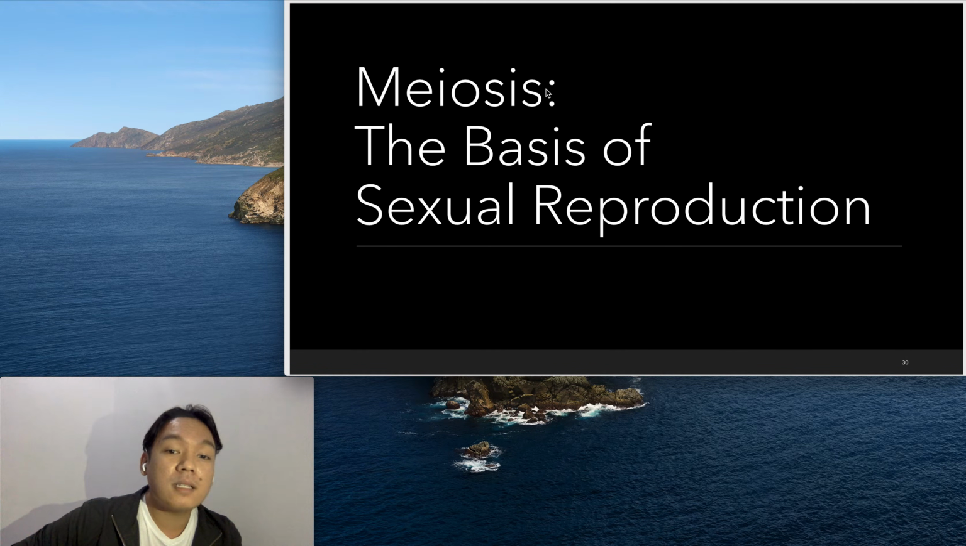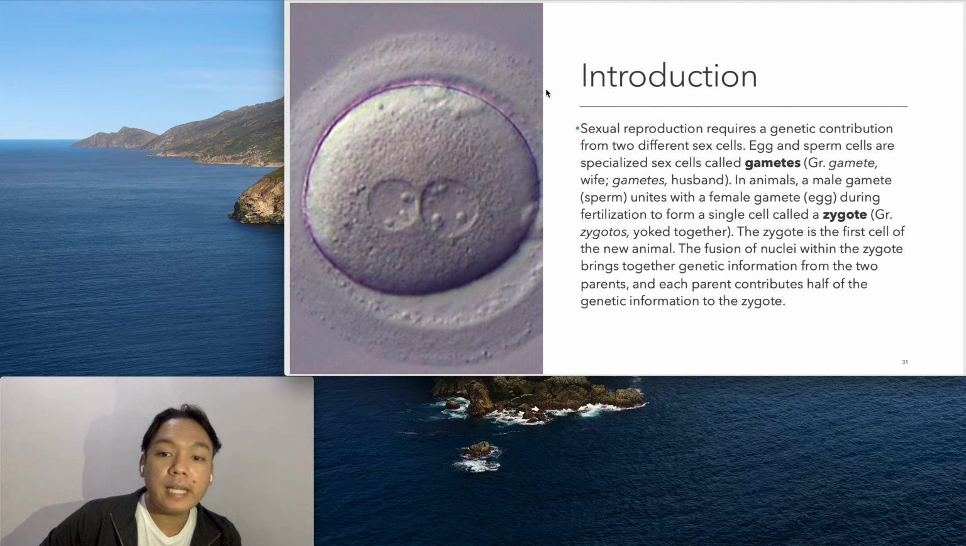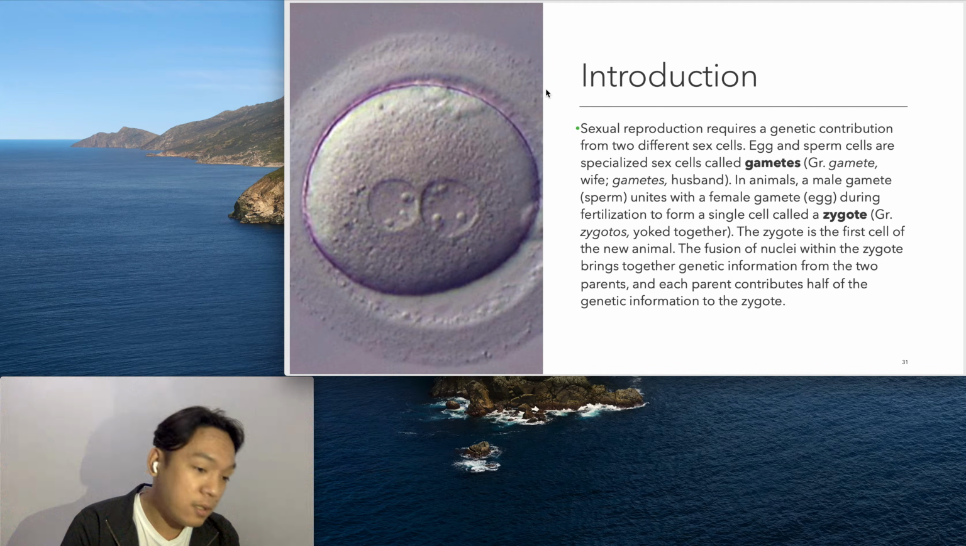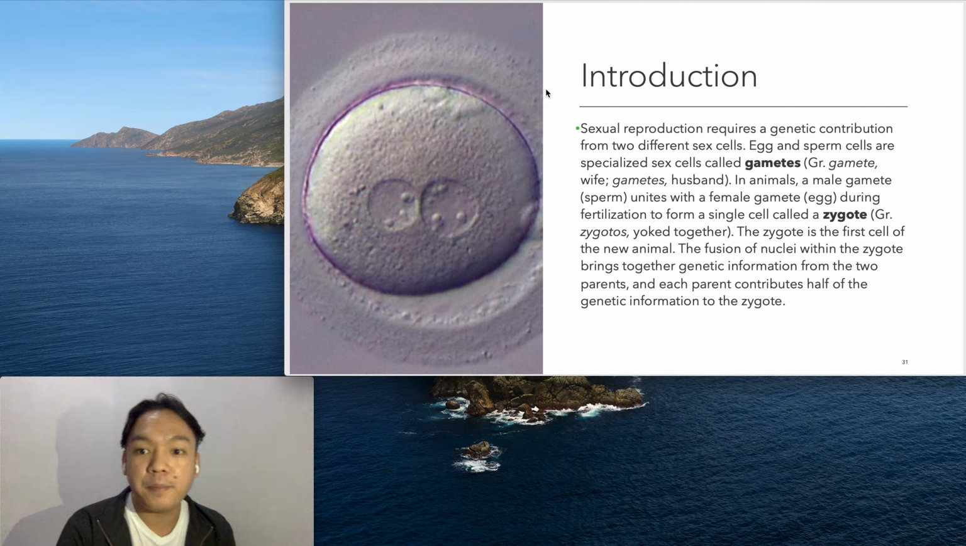But for meiosis, these are the sex cells that are being reproduced by your body. And it requires the genetic contribution of two different sex cells. And these two different sex cells are the egg and the sperm. We call them gametes. Okay, gametes, because it's like the wife and the husband. So a male gamete is the sperm and the egg is the female gamete. So they will fertilize and form a zygote. Okay, zygote, which means yoked together.